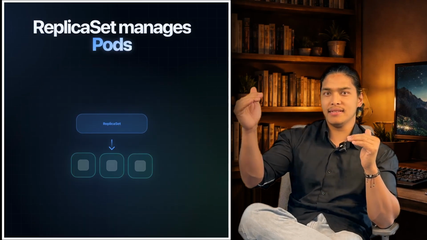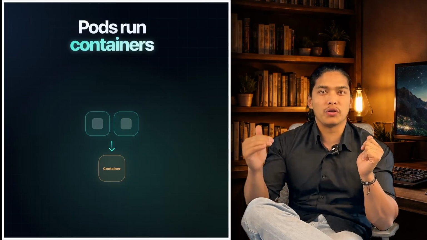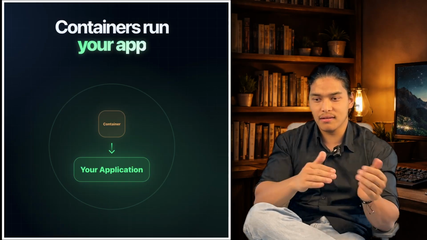Now we come to Deployment. Deployment is a higher-level object to manage a ReplicaSet. You can think of it like this: Deployment manages the ReplicaSet, the ReplicaSet manages the pods, pods run the containers, and containers run the app. So when we create the Deployment, it creates the ReplicaSet, and then the ReplicaSet creates the pods. So that's basically what a Deployment is.